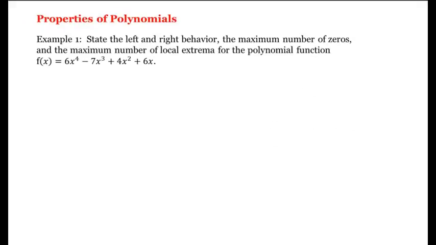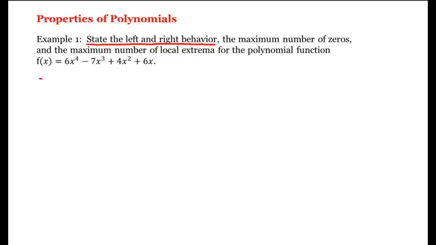Let's look at properties of polynomials. For example, let's state the left and right behavior, find the maximum number of zeros and the maximum number of local extrema for this polynomial here. f(x) is equal to 6x^4 minus 7x^3 plus 4x^2 plus 6x. Let's begin by looking at the left and right behavior, or the end behavior of this polynomial.